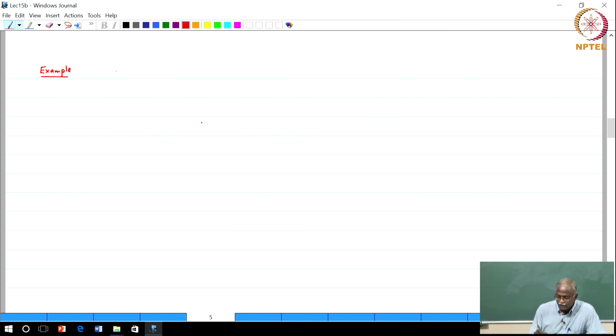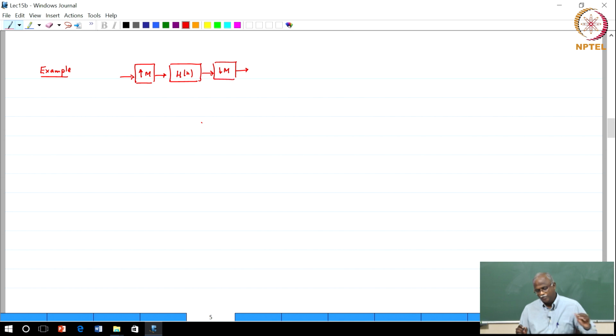Another example, I have the following sequence of operations: upsample by a factor of m, filter by h of z, downsample by a factor of m. So, straight away the observation would be this is a structure for sampling rate conversion, fractional sampling rate conversion. But if the input and output blocks, upsampling and downsampling, are by m, you are not changing the sampling rate. So, really, is this a meaningful or a useful operation?